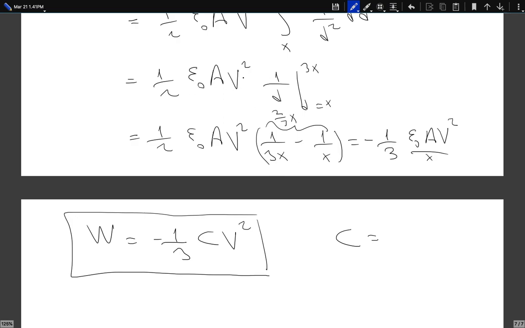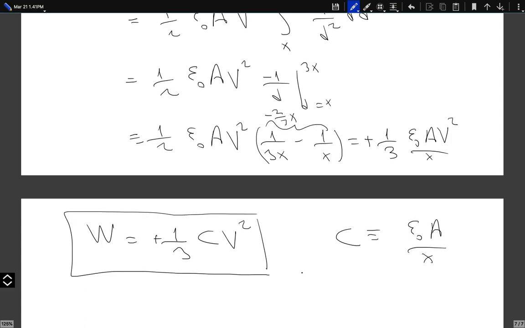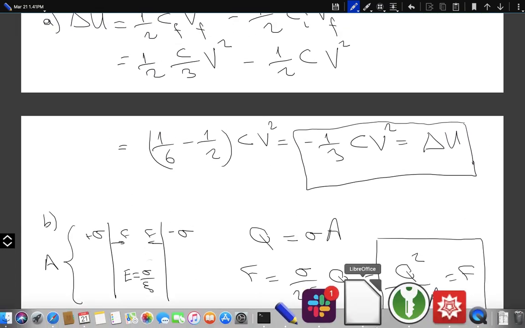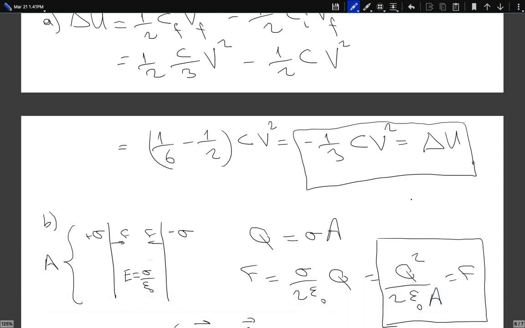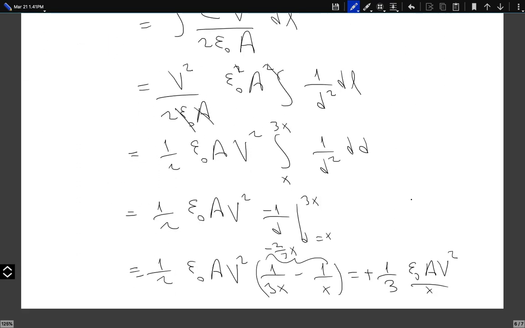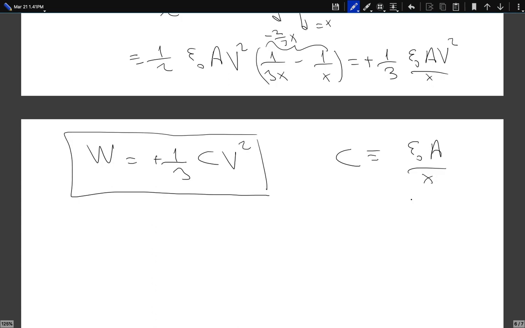Oh, the integral also has a minus sign, yes. So here there is a minus sign. There is a minus sign over here, so this is plus. Because C is epsilon 0 A over x. Because we allow the Q to change. The battery fixes V. In order to fix the potential difference, it changes the charges in the capacitor. Well, let's just compare the potential difference. The change in the potential energy of the system is minus 1/3 CV squared. The work that we do is plus 1/3 CV squared.